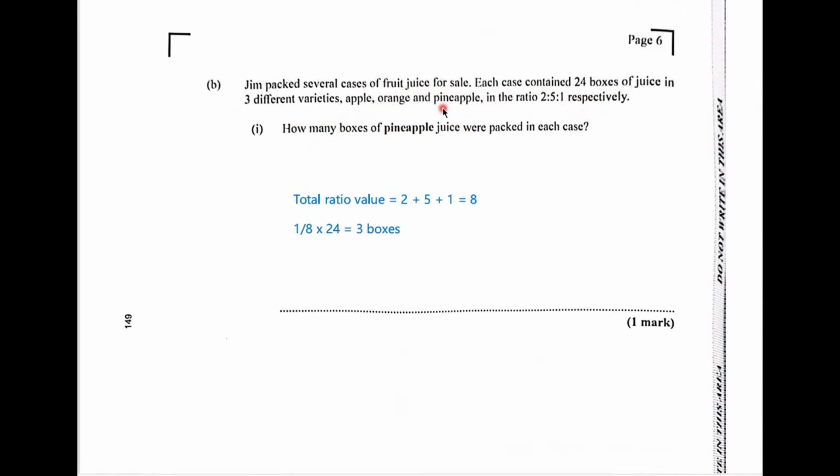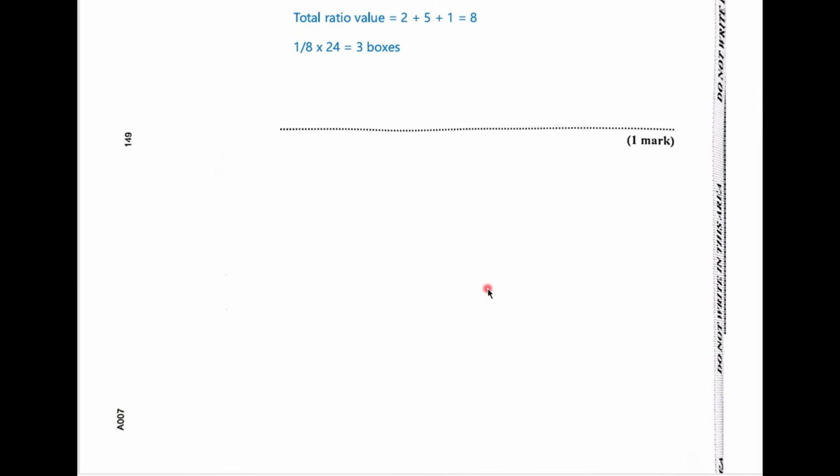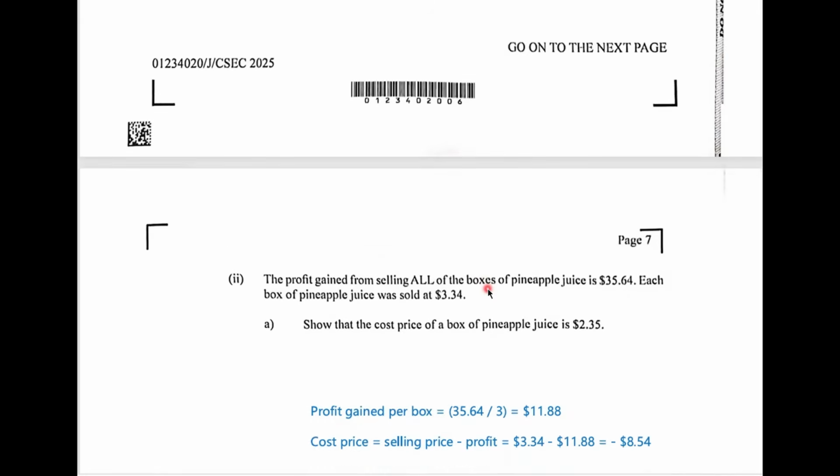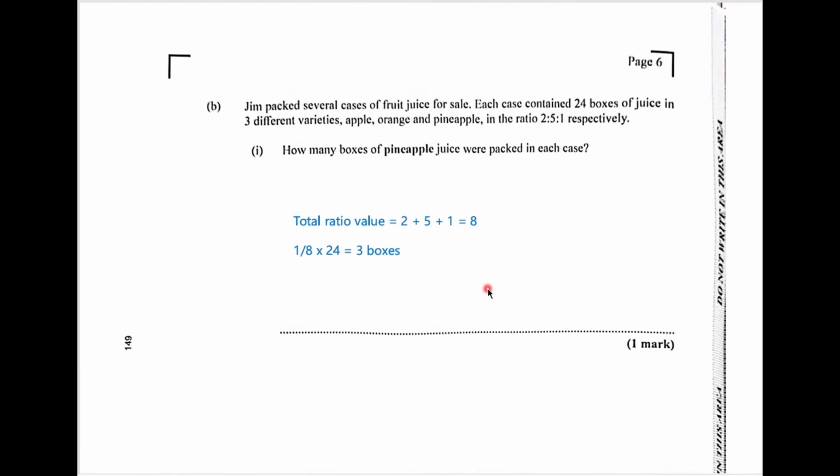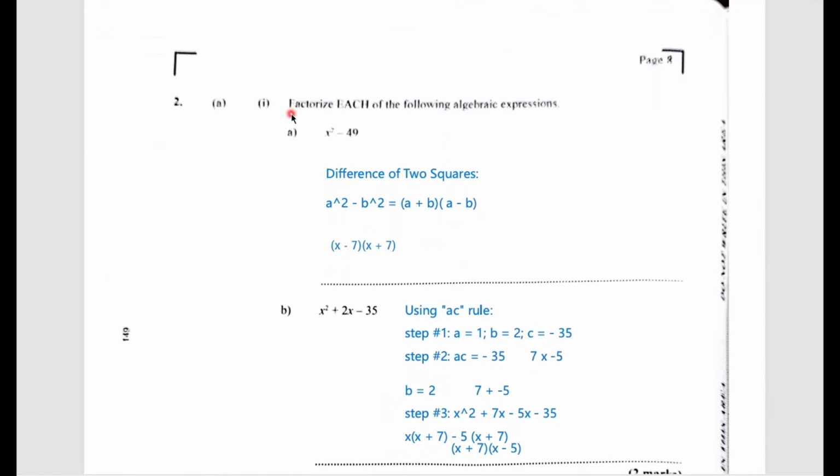So the pineapple would represent the ratio value of 1. And we know how many parts there are in all: 2 add 5 add 1 is 8 parts. So the number of boxes of pineapple juice will be 1 over 8 by a total of 24. That'll give you 3 boxes. So even though there's an error down below, at least we're still able to get a little understanding of ratio in this session. Going into question 2, and as you will know, normally question 2 will be algebra.